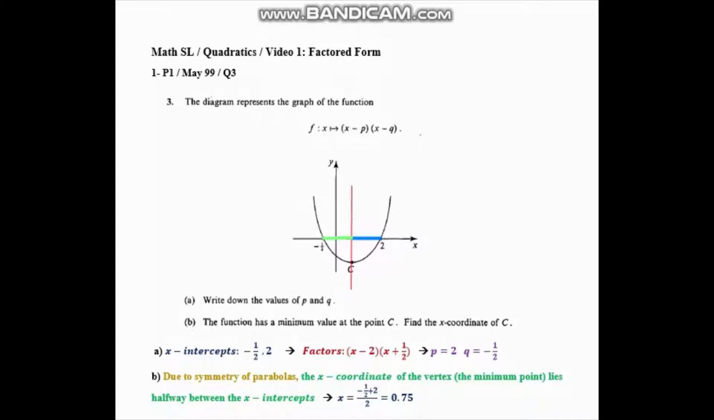So the distance expressed by the blue line has to be the same as the distance expressed by the green line. So the x-coordinate of C, which is the point in the middle right there, has to lie halfway between −1/2 and 2. So we find the x-coordinate by averaging −1/2 and 2. Hence this equation right there, (−1/2 + 2)/2. This is the average of the two numbers, and this gives us 0.75. So take a minute to copy the answer down if you will, and I shall begin the next question shortly.